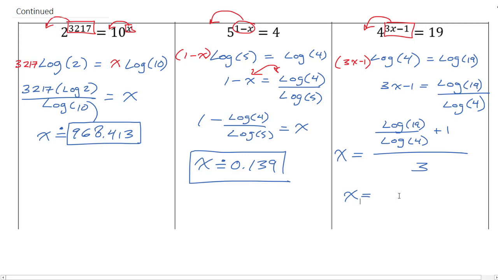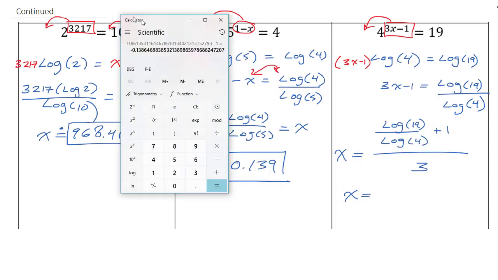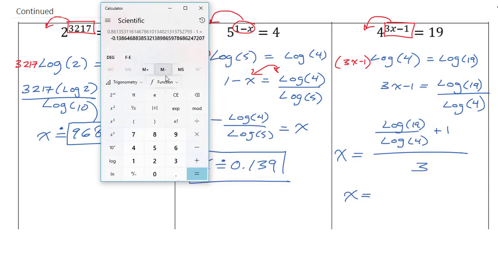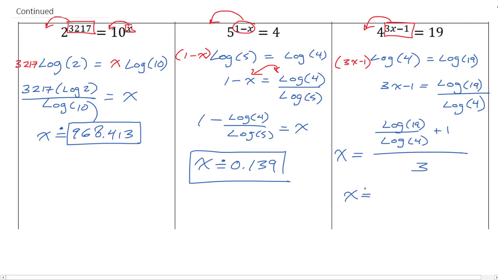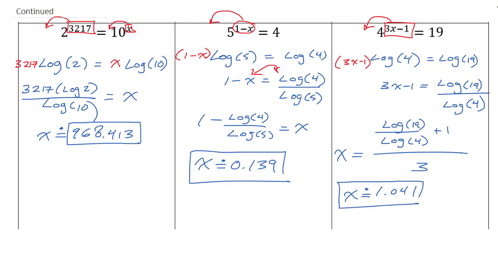All right, so let's punch that all in, right? All right, so for the most part, we're just solving linear equations after we use the logs, right? Here we go, clear. All right, let's do this. 19 log divided by 4 log. All right, equals, we got that. We're going to add 1 to it, and we're going to divide it by 3. And what do we get? 1.041 approximately to 3 decimal places. So there you go, 1.041.